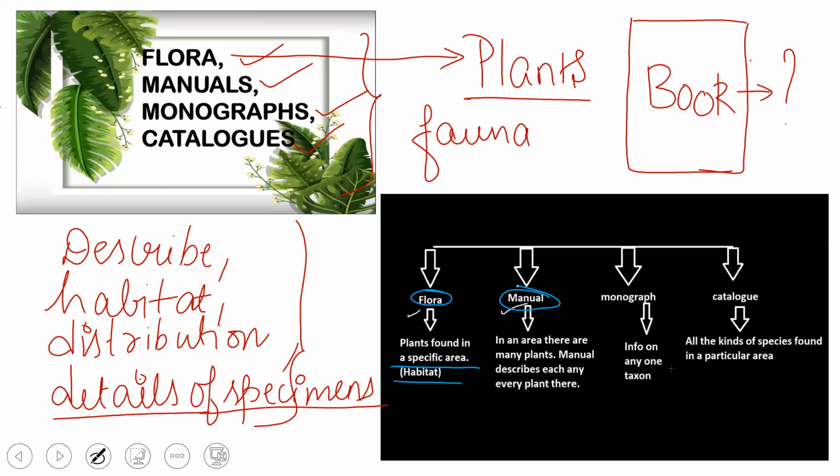Okay, that is the difference between flora and manual. Both are books. Flora is something which is huge, which contains the information gathered of the particular habitat, but that habitat description, in an even more elaborated manner, will be provided by the manuals, right? Let's go ahead with the next key, that is monograph.